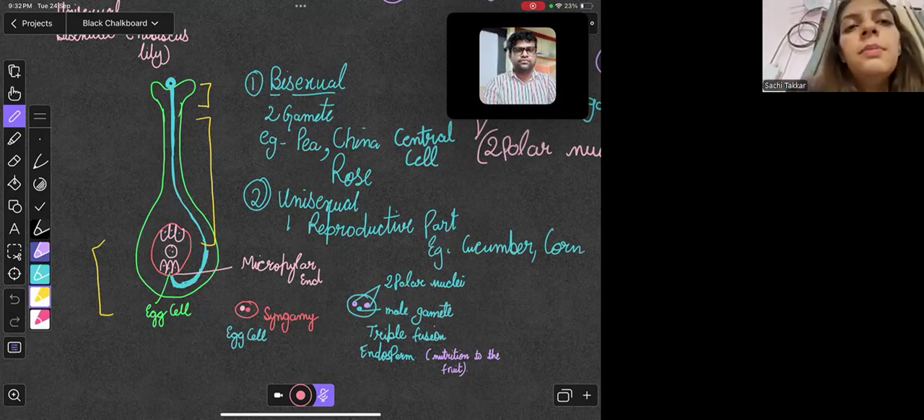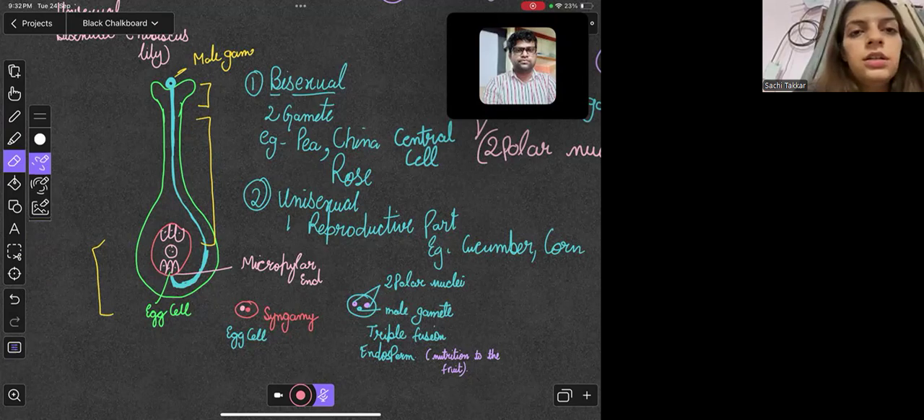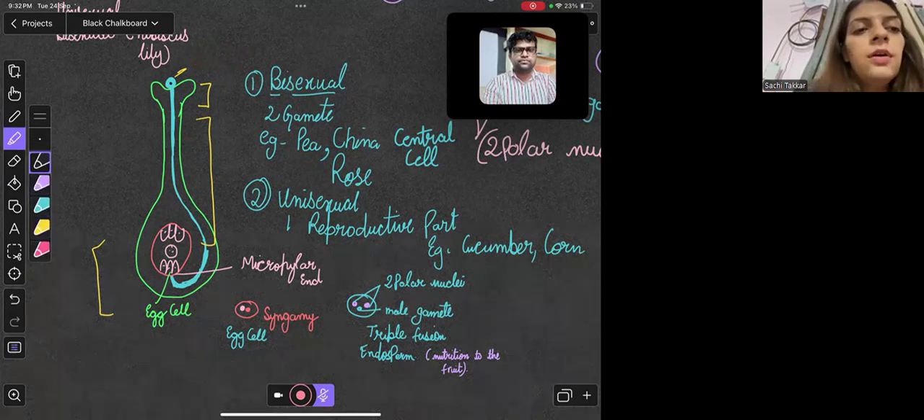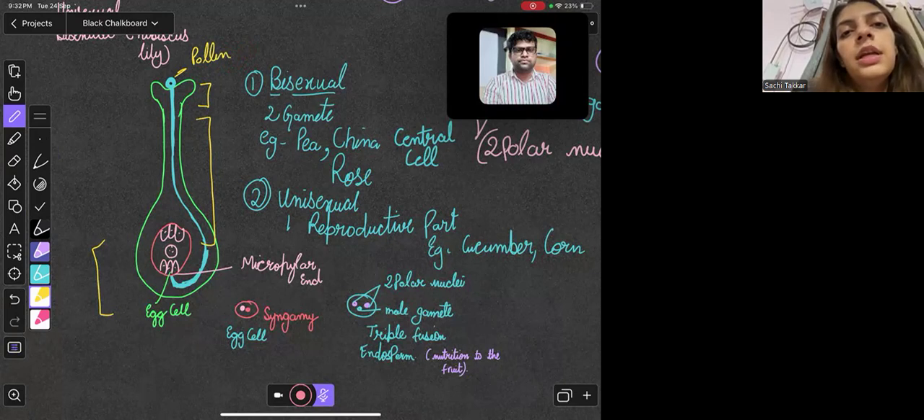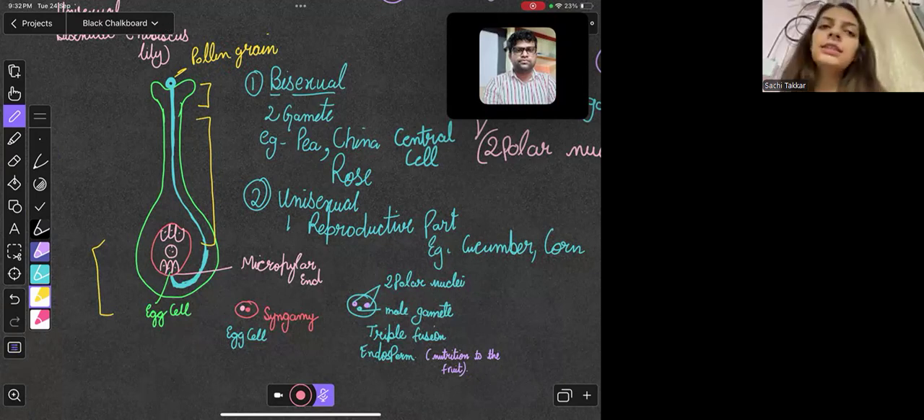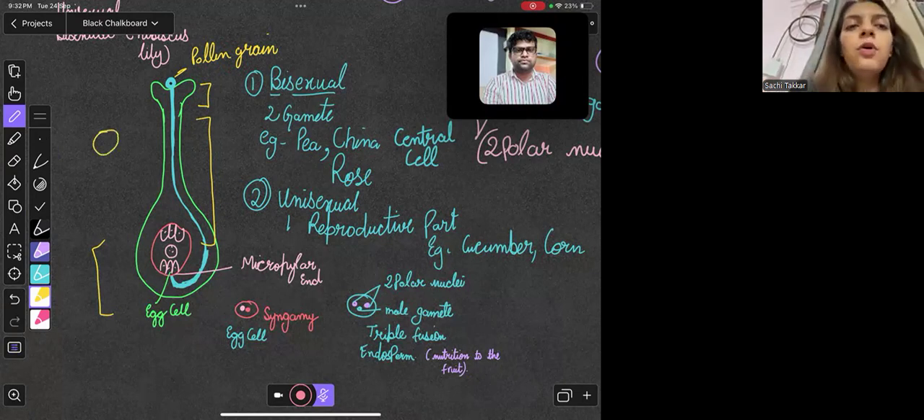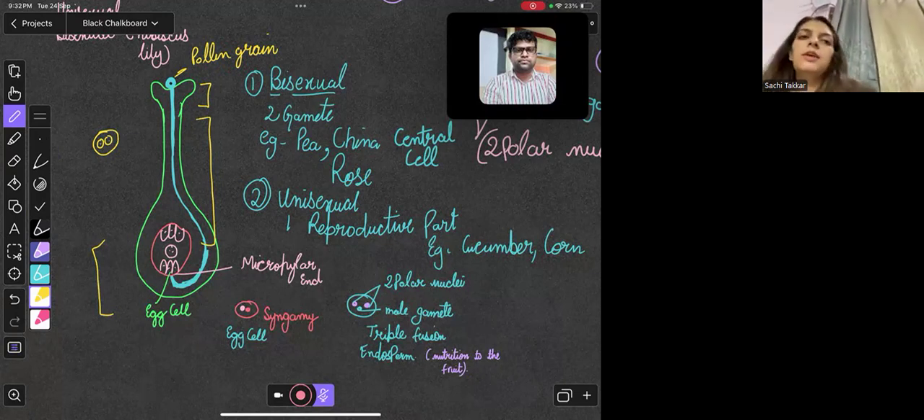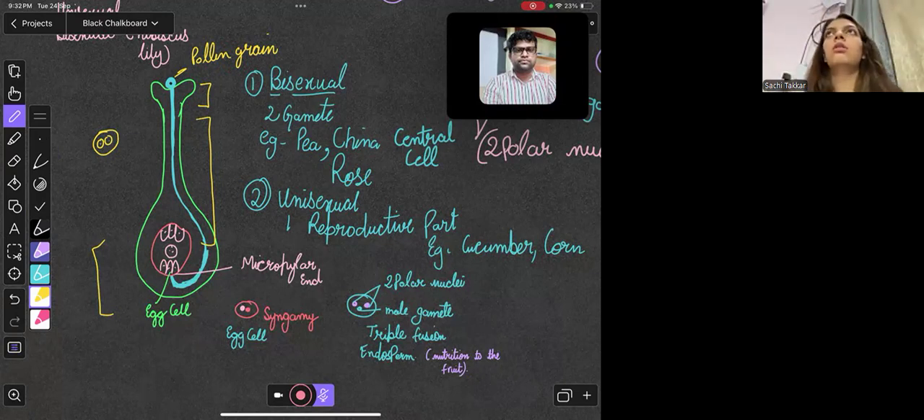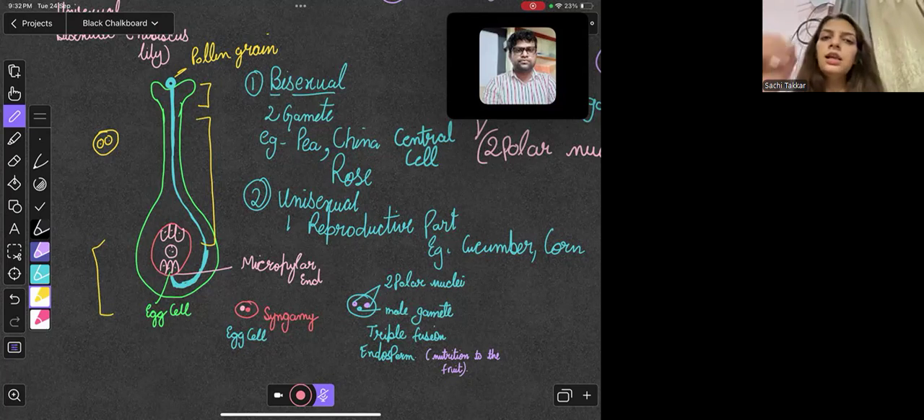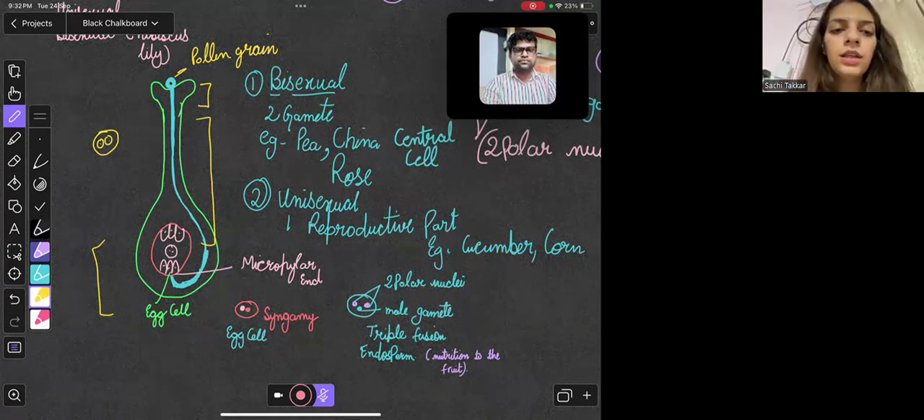Okay, so what happens after this? This particular pollen grain will germinate into a pollen tube. This is a process that we will learn in higher classes, in 12th class, that inside this pollen grain there are two male gametes, one generative and one vegetative. So that we will learn in higher classes, and two male gametes will enter inside the ovary. This structure is the ovary.